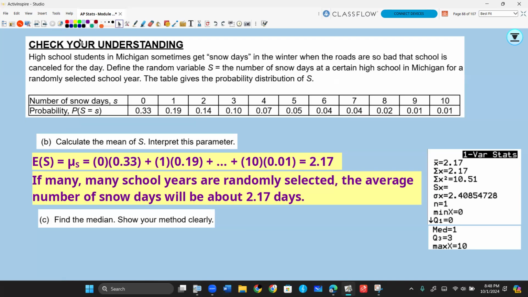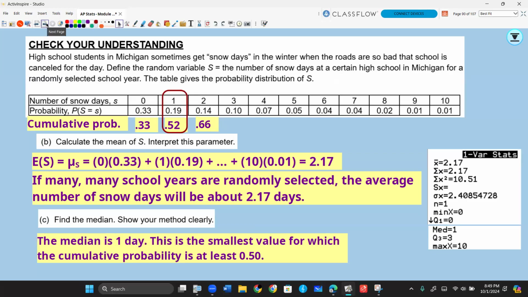The median is the middle number. It's helpful to have cumulative probabilities. Notice I really could stop at the 52 because the median is going to be at the 50th percentile. So 0 is too small, but the 50th percentile would be at the 1. So you could say something like the median is 1 day. It's the smallest value for which the cumulative probability is at least 50%. And your calculator will verify that that median is 1 if you scroll down here when you do your one variable stats.